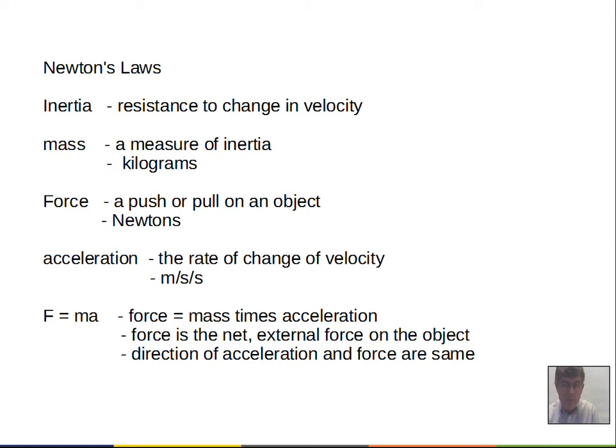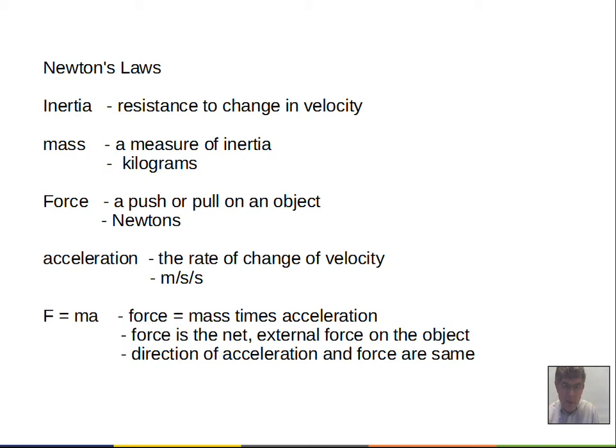A car versus a basketball. A car will have more inertia. Force is a push or a pull on an object. It's measured in newtons. We'll be using standard metric units. In honor of Isaac Newton, the unit of force is the newton.